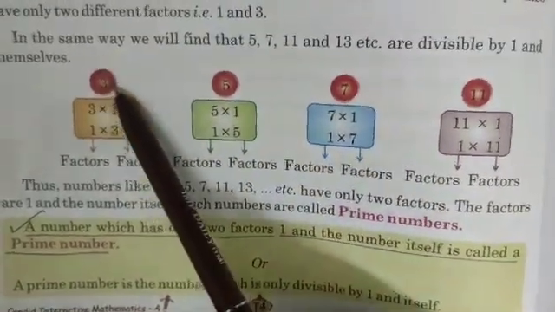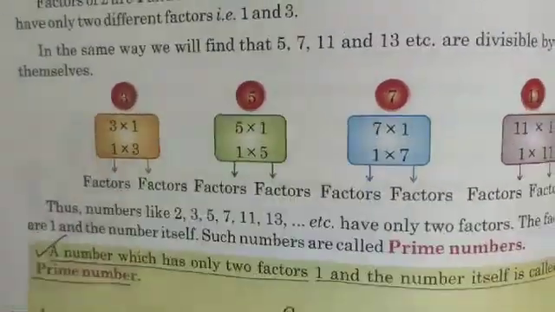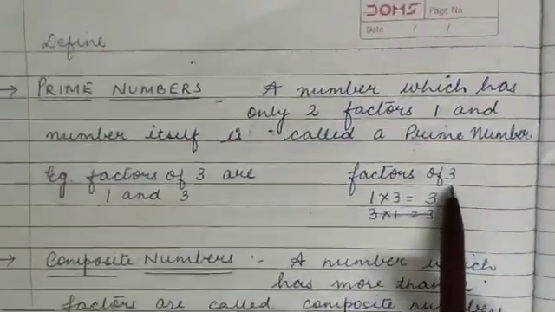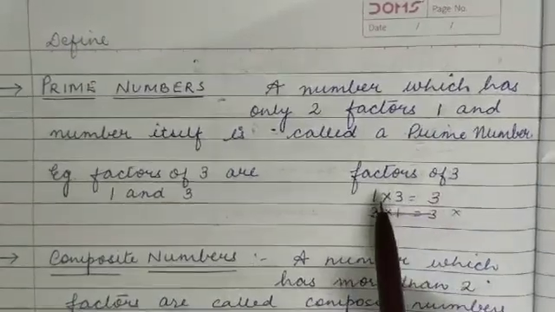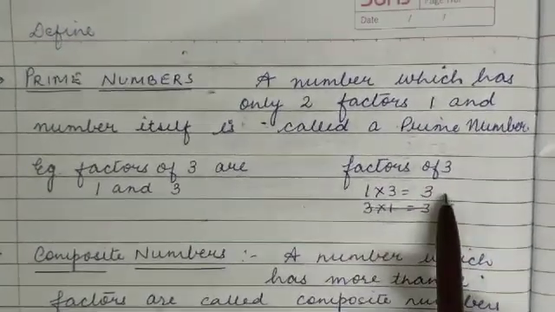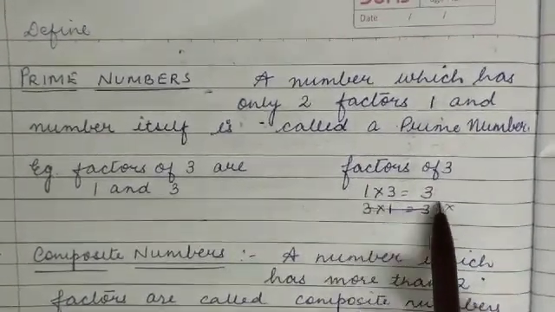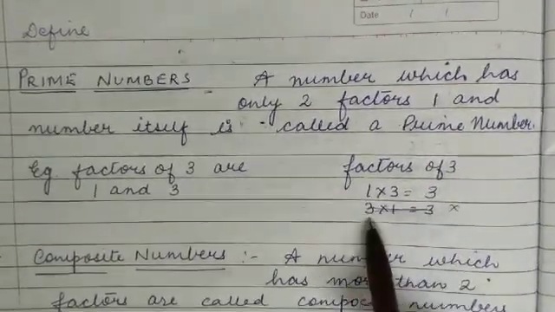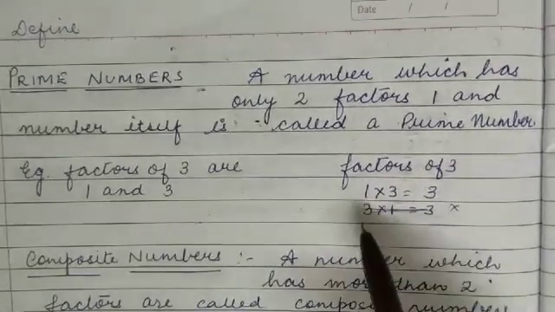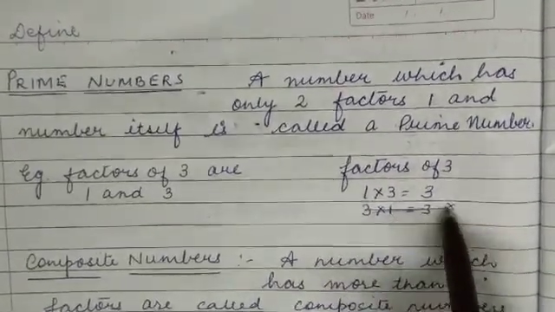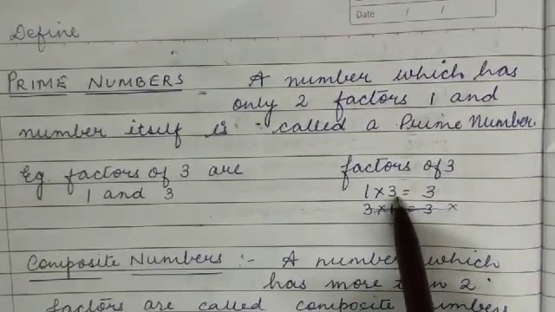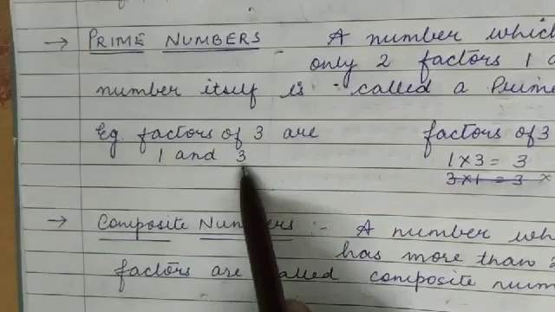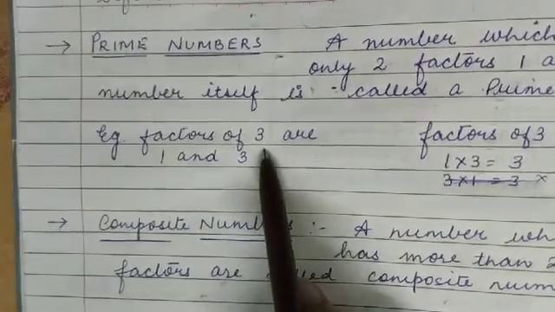Suppose you are finding the factors of 3. We always start the factors with the table of 1. 1 3 is a 3, and in the table of 2 you will not get any 3. So next one is 3. 3 ones are 3. This is the repetition of number, we will not write it. The factors of 3 are 1 and 3, the number 1 and the number itself. So 3 is a prime number.